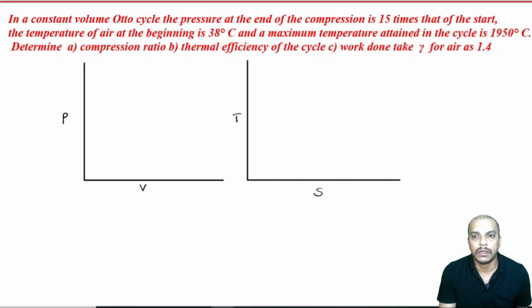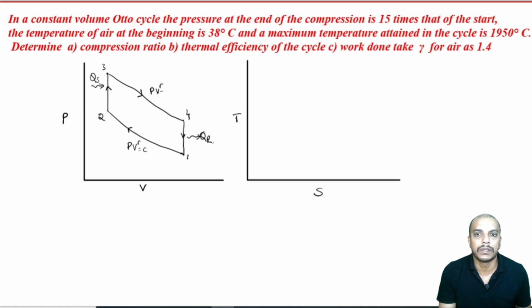We know that in a PV diagram, we are going to compress it by reversible adiabatic compression. Then we have constant volume heat addition or heat supplied 2 to 3. Then 3 to 4 is again reversible adiabatic expansion. Then 4 to 1 is constant volume heat rejection. So, heat rejection. Let us write this: PV power gamma is equal to constant.